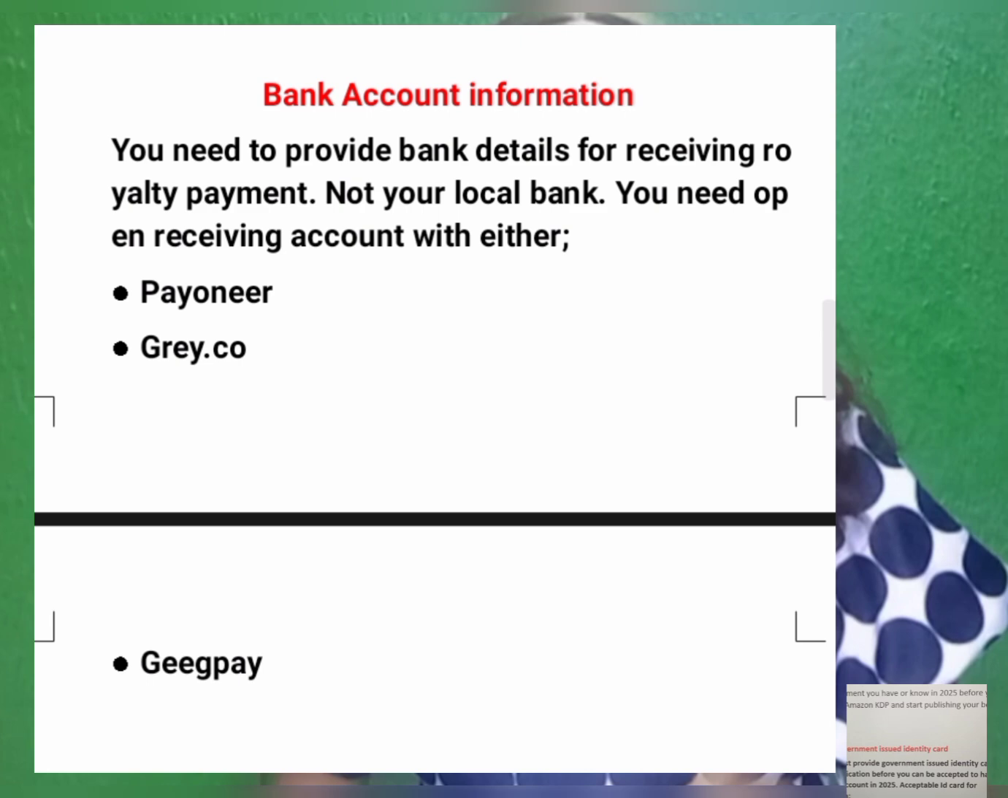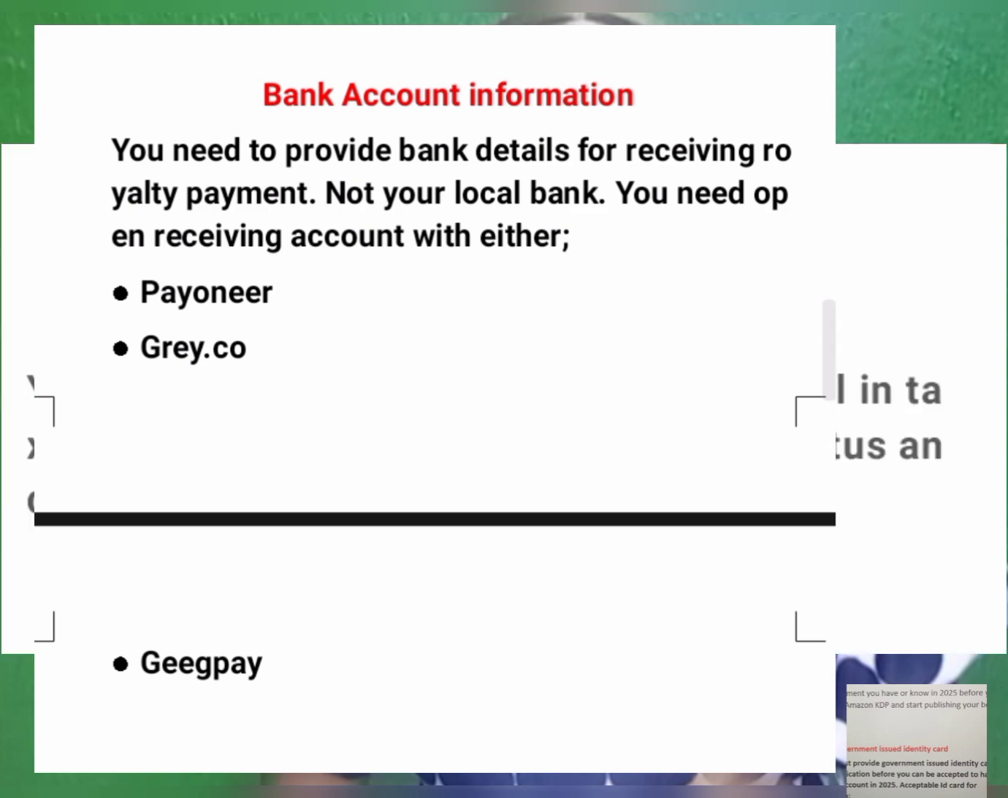So you have to have a receiving account with either Pioneer, GPay, or Gray before you open your KDP account, because you will need it. They will ask you to fill it, and if you do not fill it, you cannot publish your book. So it's better you have it handy before you register for KDP.